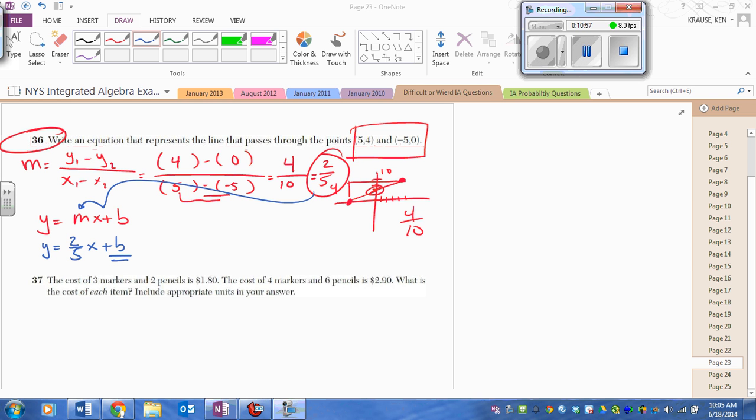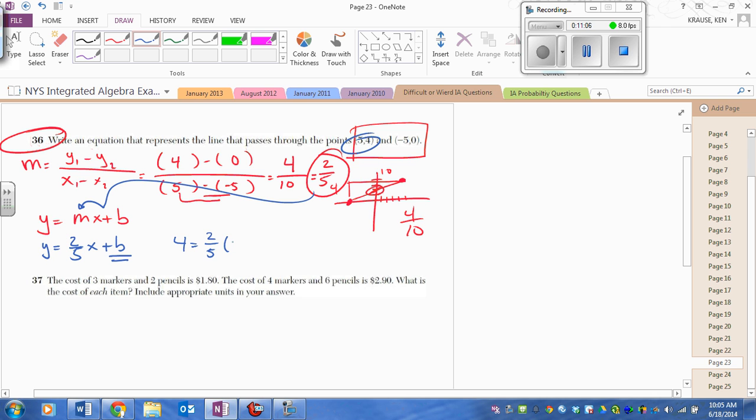Alright, so now I can take either one of these points. I'm going to take the one that's got both positives in it. So for y will go 4. For x will go 5. And I want to figure out what b is. So these 5's cancel. So I'm going to get 4 equals 2 plus b. If I subtract 2 from both sides, I get b equals 2. So my answer is y equals 2 over 5x plus 2. There's your answer.